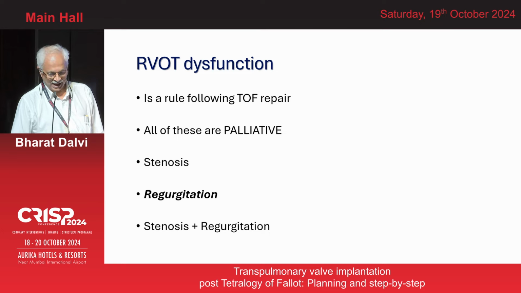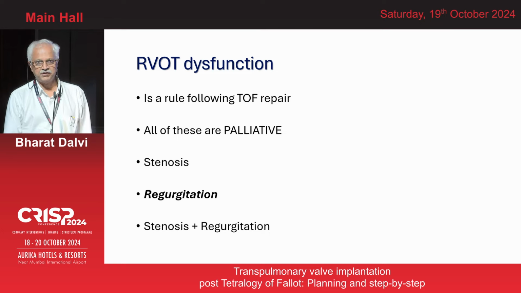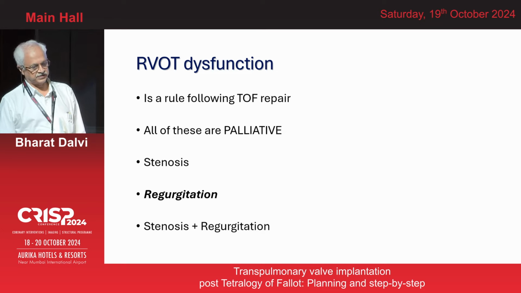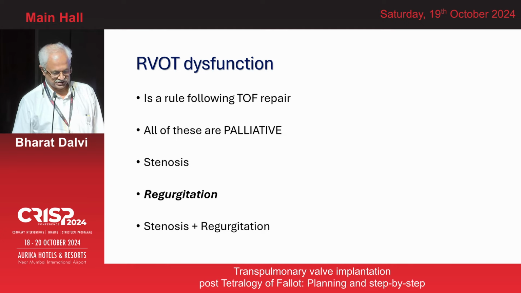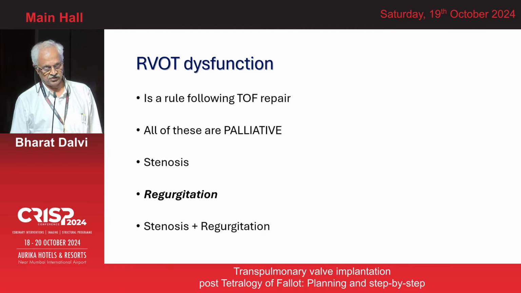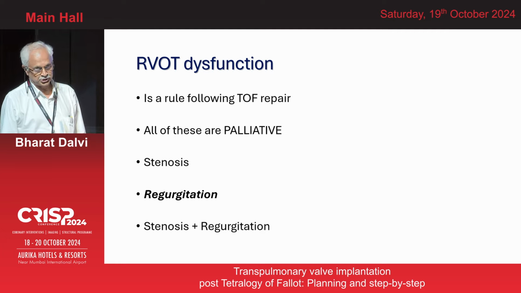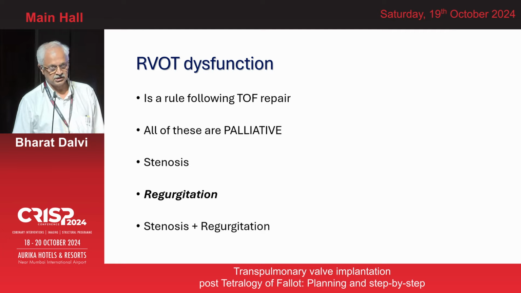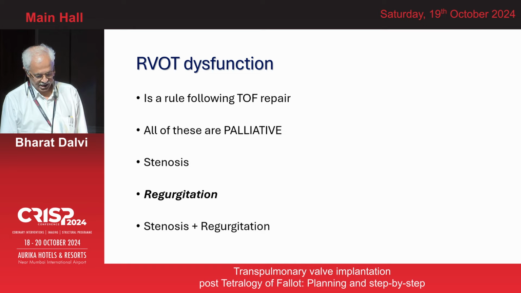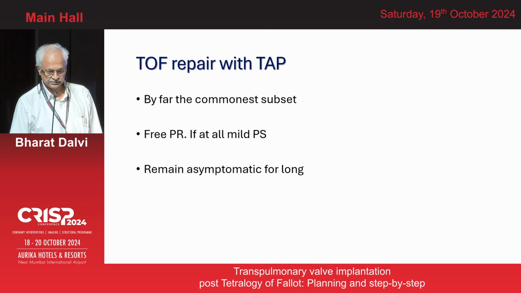After Tetralogy of Fallot surgery, many of these patients, as a matter of fact, all of them, will have some form of RVOT dysfunction because surgery for tetralogy is purely palliative. And this dysfunction can be in the form of stenosis or in the form of regurgitation, and more often than not, a combination of stenosis with regurgitation.